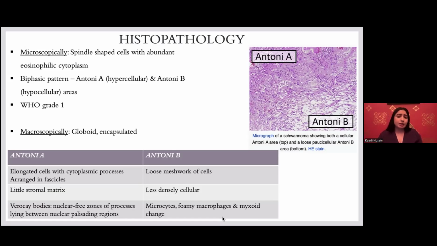Another characteristic histologic feature are rows of palisading nuclei called Verocay bodies. Also, immunohistochemical staining can distinguish schwannomas from meningiomas in that the former are immunoreactive to S100 antibody, while the latter are immunoreactive to epithelial membrane antigen.